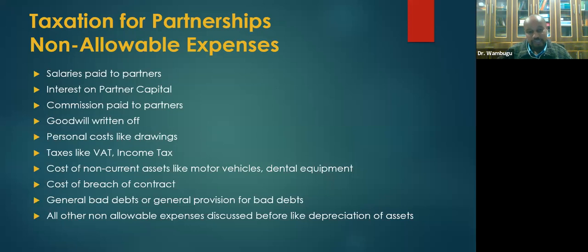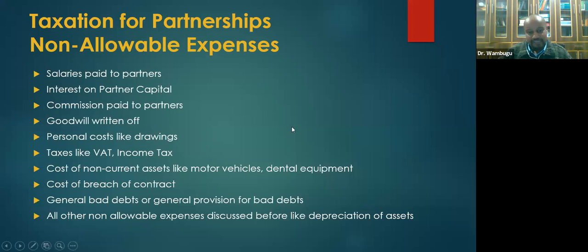Personal costs like drawings. I explained before what drawings are. Taxes like VAT, income tax. So if you're doing businesses that attract VAT, it is best advised not to mix it up with your practice. You'd rather register another business and then have that business be registered for VAT, because it will become messy.